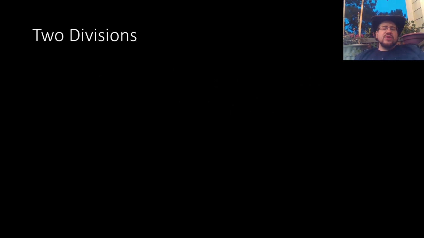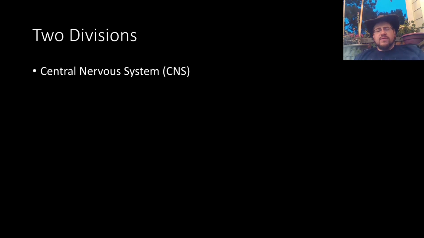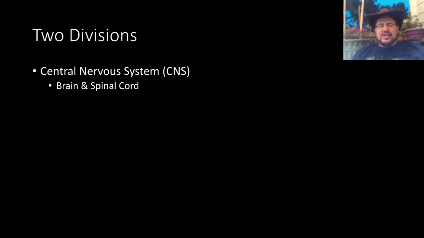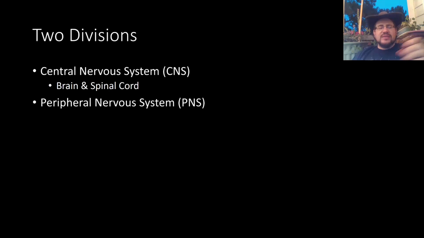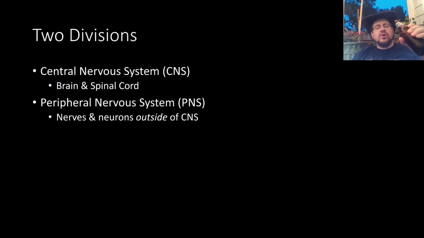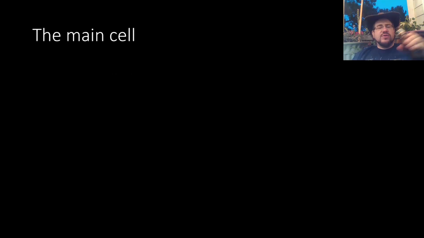There are two basic divisions to the nervous system. We have the central and peripheral nervous systems. The central nervous system consists of the brain and the spinal cord. So if it's in the brain or if it's a part of the spinal cord, it's central nervous system. If it is a neuron or nerve anywhere else, anything that is not the brain and spinal cord, that is a neuron or a nerve, is in the peripheral nervous system. You can think about this as the nerves running through your body. So nerves and neurons outside of the central nervous system.